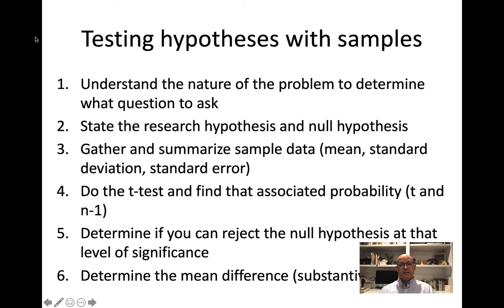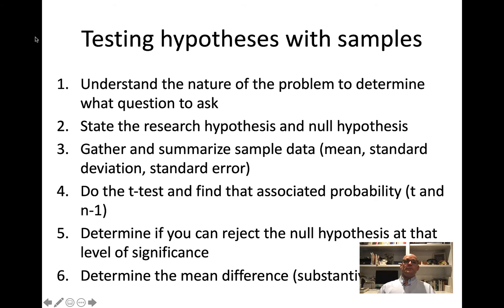Like, well, the probability that the null hypothesis is true is very small, like p is less than 0.05. There's a less than 5% chance that the null hypothesis is true. Well, that's not a big enough chance for me to agree that it's true, so I'm going to reject the null hypothesis, and I'm going to say, well, we're 95% confident that the research hypothesis is true.